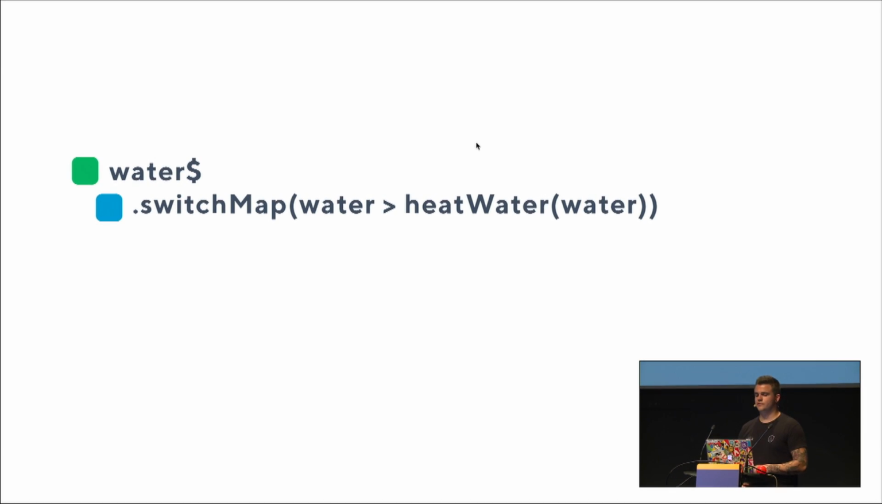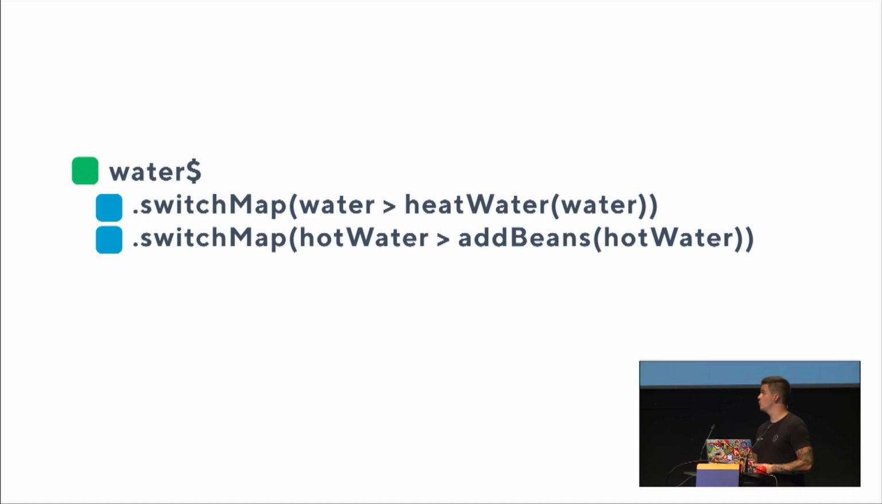Now, the interesting piece is the switch map. So when our heat water function has actually completed, we're going to get the result from the heat water, and we're essentially going to switch to a different stream or a different observable. So we're actually going to get the hot water back. We're not just going to get the water that we started with. So we're switching to the result of the heated water.